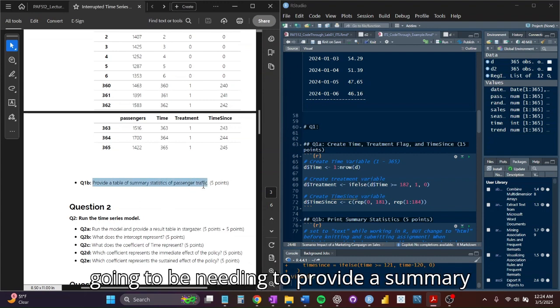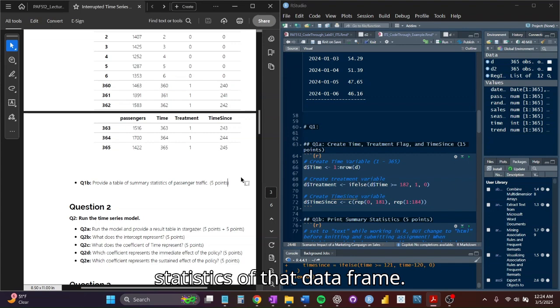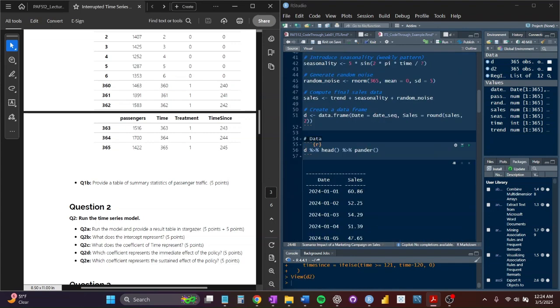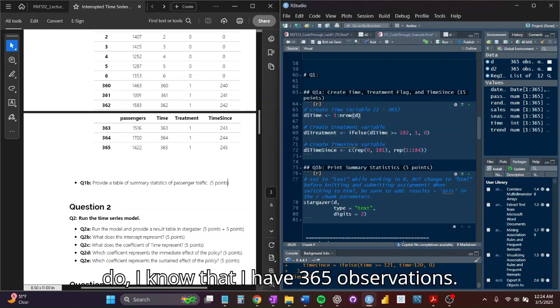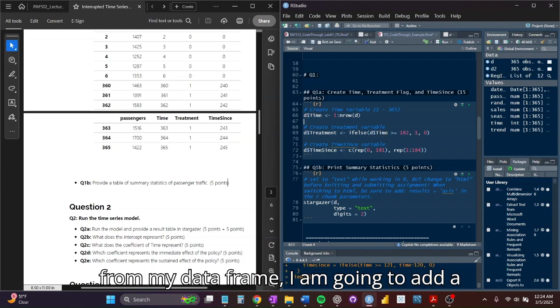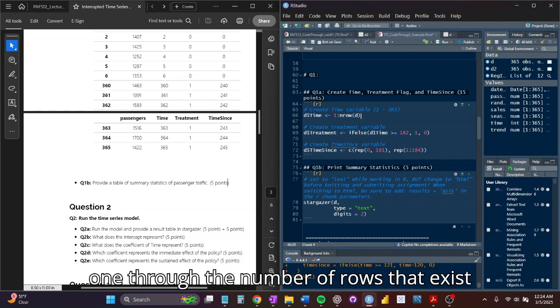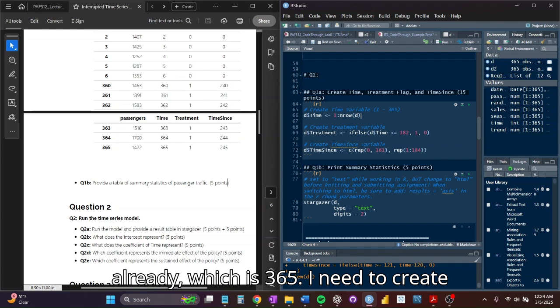And then we're also going to be needing to provide a summary statistics of that data frame. So looking here, first thing I have to do, I know that I have 365 observations. So the first thing I'm going to do is from my data frame, I am going to add a time column, and I'm simply going to do 1 through the number of rows that exist already, which is 365. I need to create my treatment variable.